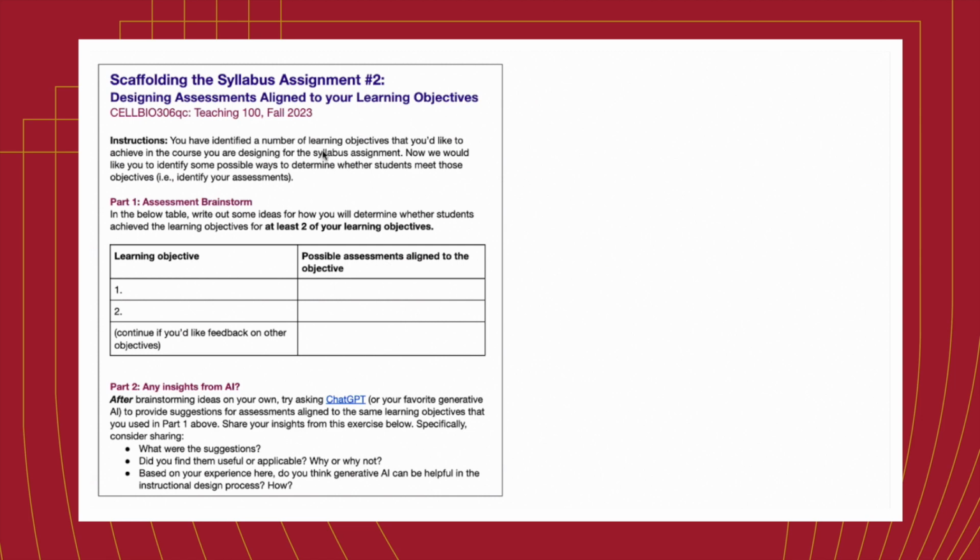We had one where they had to design the specific assessments that they would use in their mock syllabus course that were aligned to specific learning objectives. So I first had them complete the assignment on their own. And then there was this part 2 that I prompted them to actually ask AI, like ChatGPT or another engine, to complete the assignment as well. And then there were some reflection questions to reflect on how the output from the generative AI compared to what they had come up with themselves.